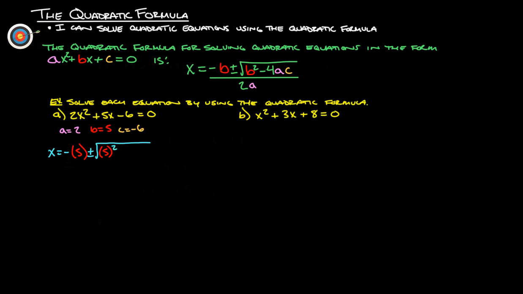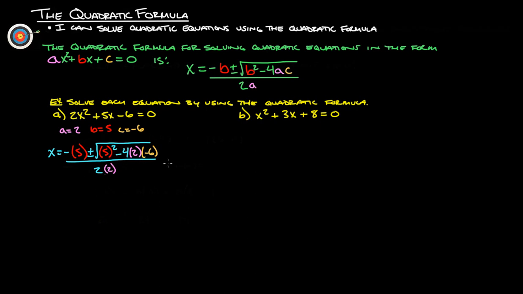B squared minus always 4 times a, which in this case is 2. 4 times 2 times c, which is negative 6. And then that whole thing is all over 2 times a, which is 2. Okay, so that's all of our substitutions. So notice that the two b's, the two red b's turned into 5s. The two pink a's turned into 2s, because that's what the a's are. And then the c was negative 6. That turned into negative 6. So all we did was just substitute it in.